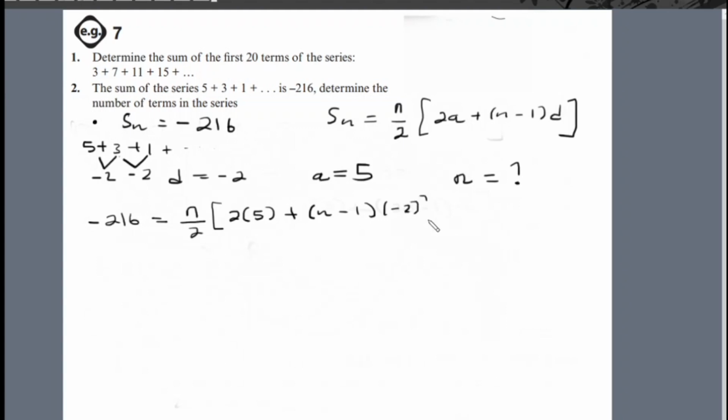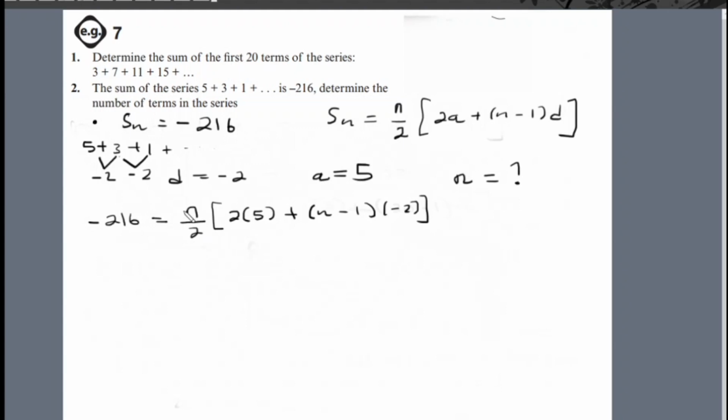Right, where a is the first term, in this case a is 5, d is minus 2, n we don't know, n is what we want. So from this formula, Sn was given, so we will have minus 216 is equal to n, which we don't know, over 2 times 2a, which is 5, plus n minus 1 d, d is minus 2. Right, so this becomes a formula to solve for n.